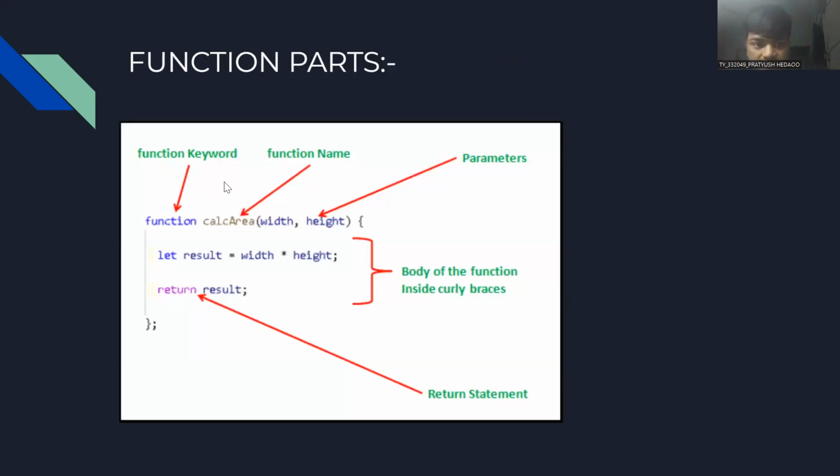So this is the part of a function. There is a keyword, there is a name, and there are parameters. Parameters can be empty as well. As mentioned in this slide, we can understand that we are calculating the area with width and height, and we declared a result with let. So this is how it actually works. So this is the function.